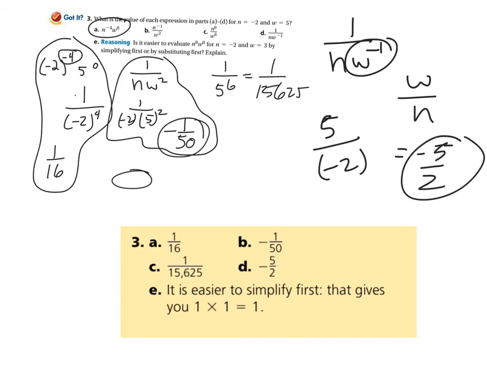Part E, is it easier to evaluate n to the 0, w to the 0 power, for n equals -2 and w equals 3 by simplifying first, or by substituting first, and explain? I'd say simplify first, because it automatically makes them both 1, and 1 times 1 is 1. No work, don't even have to substitute it.